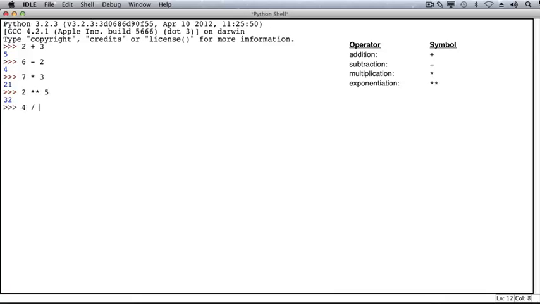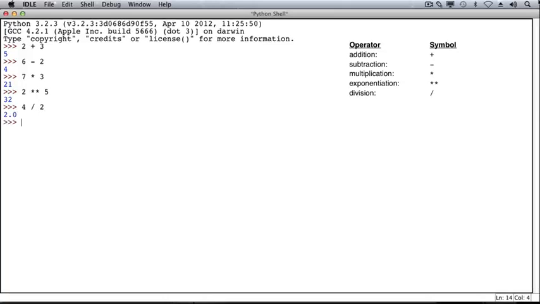Next, let's take 4 and divide it by 2. When Python evaluates this expression, the result that we get looks a little bit different from what we've seen so far. The expression evaluates to give us 2.0 as opposed to just 2. What we're seeing here is that Python has multiple types, and two of its numeric types are type int, which stands for integer, and float, which stands for floating point number. This division operation gives us a floating point result.